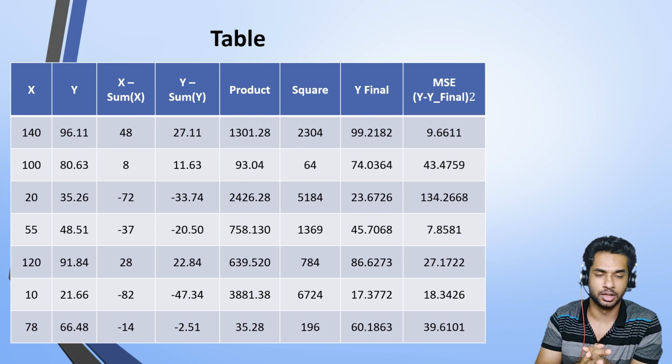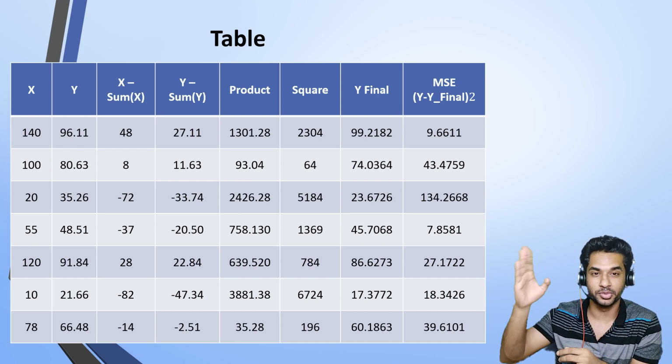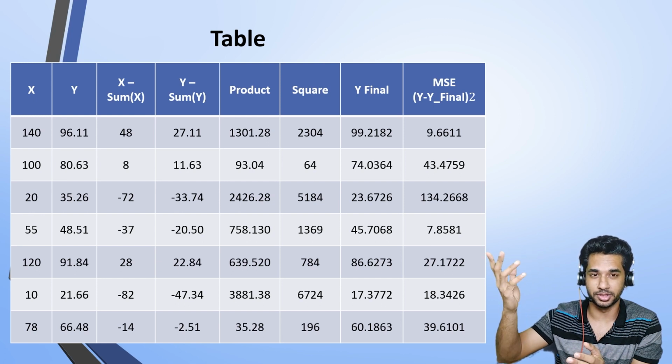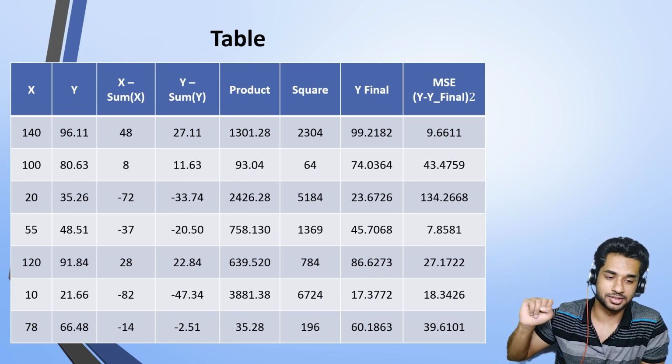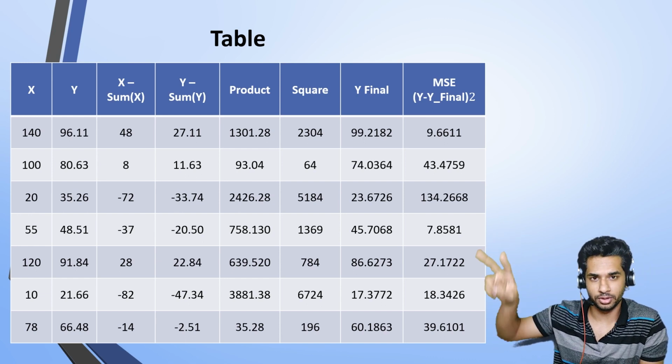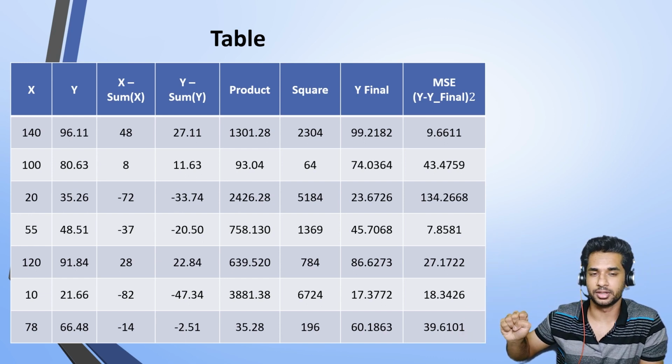Now, what is the square of 3? 9, right? So in the mean square error, we have y minus y final whole square. That means y minus y final of the first row was 3. What is the square of 3? It's 9. That's exactly the answer that you can see right there. This way you have all the points that you have seen.